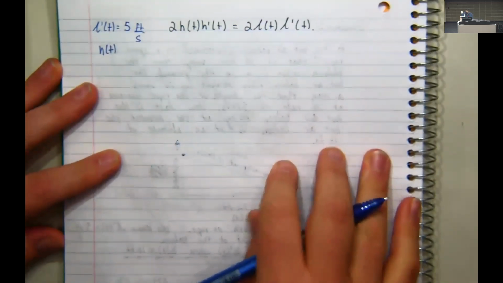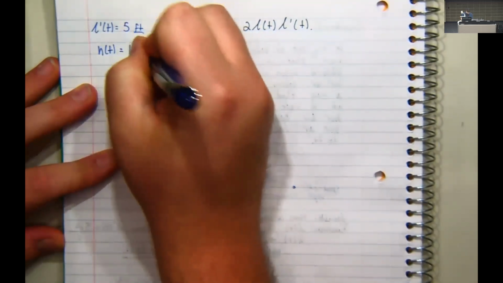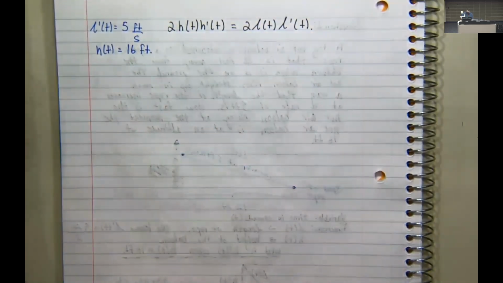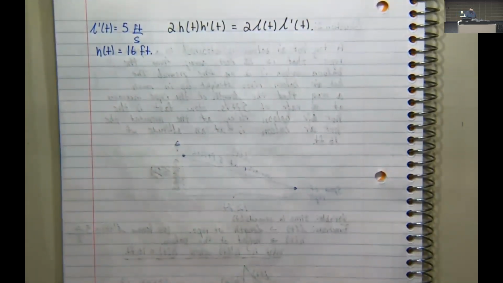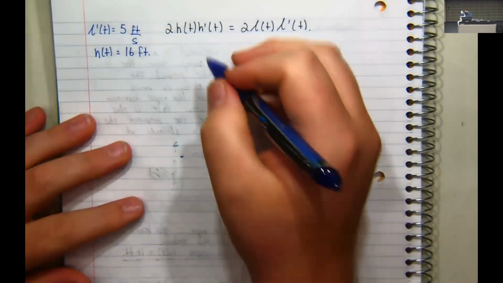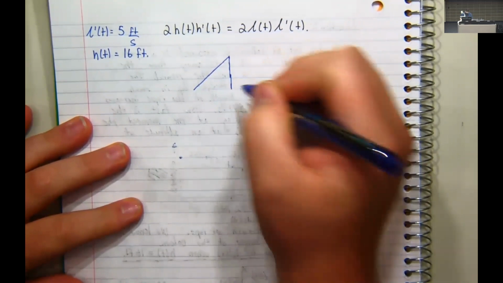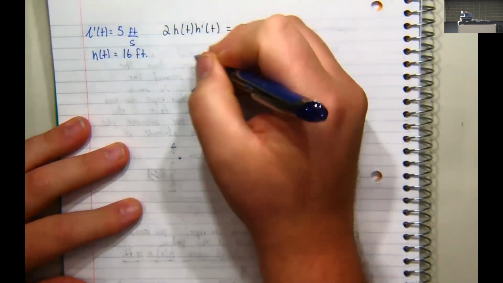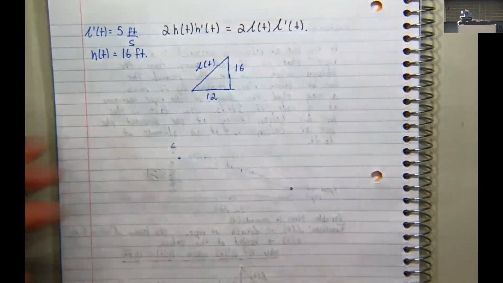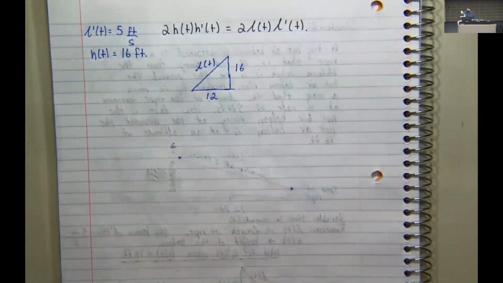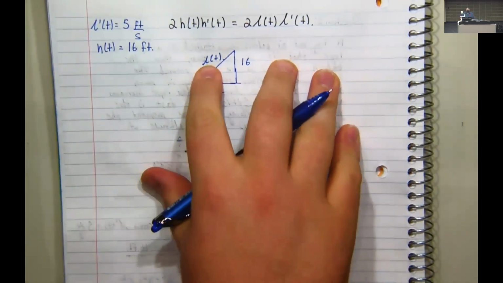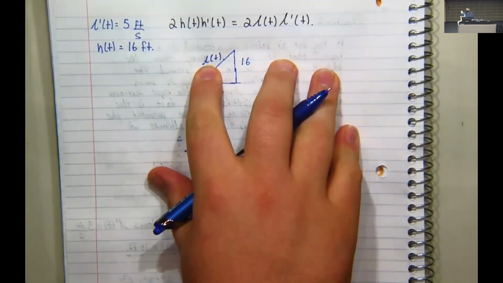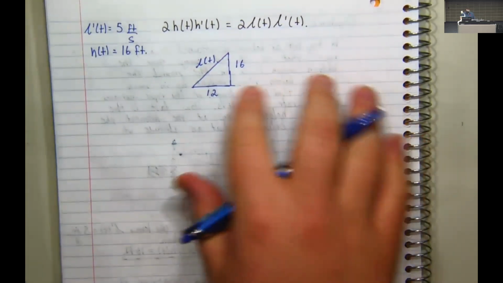H at t is 16 feet. Oh yeah, it's 16 feet. Okay, and one other thing, because it is a triangle, once again, this is 12, this is 16, this is L prime at t. So we can use the Pythagorean theorem here as well to figure out what L at t will be when it's 16 feet high.